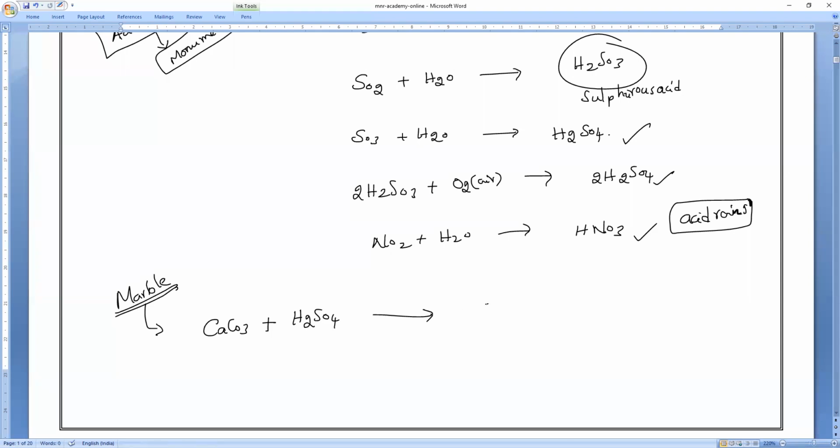Calcium carbonate plus sulfuric acid forms calcium sulfate, plus water, H2O, plus carbon dioxide, CO2. Understand? So that is what you have to remember.